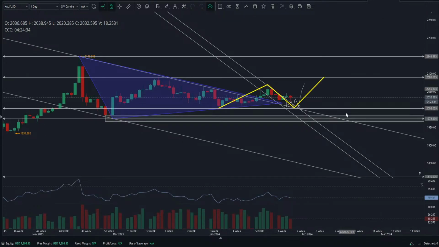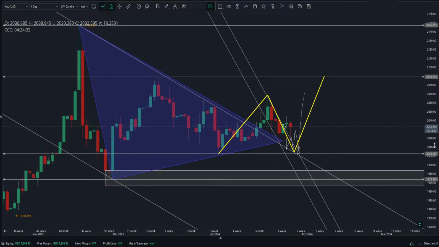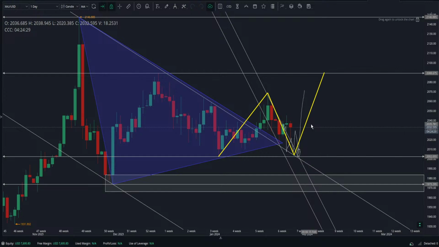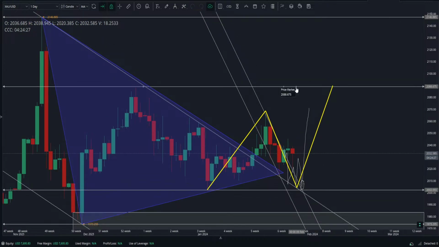And the gold: we were expecting the gold to go beyond yesterday's high, but that has not happened. Anyway, 2088 is the resistance, the support is 2002. So let's see how things unfold.